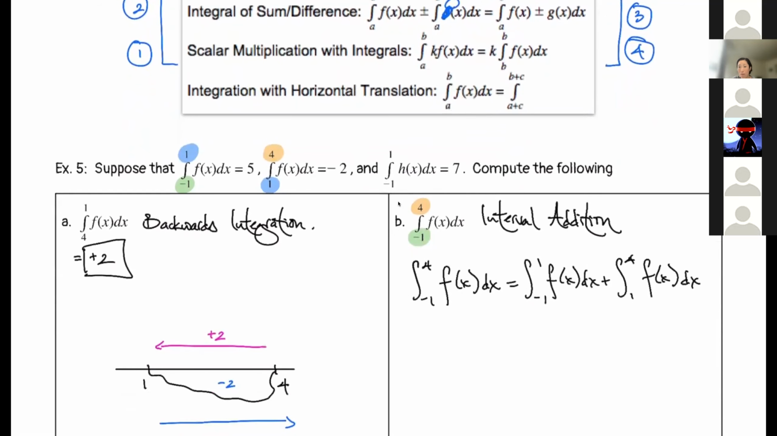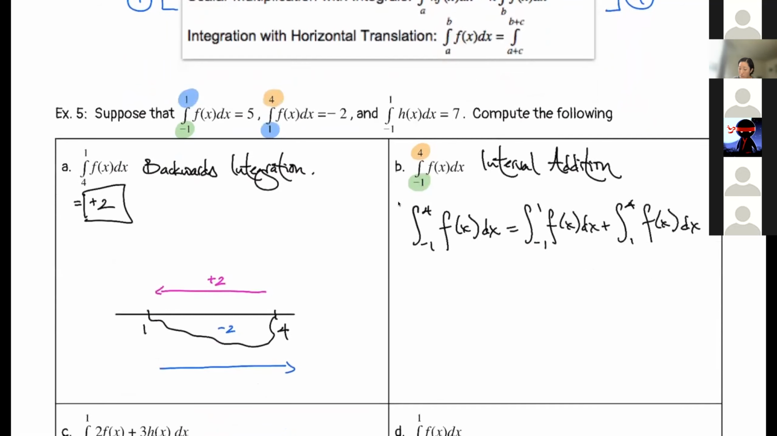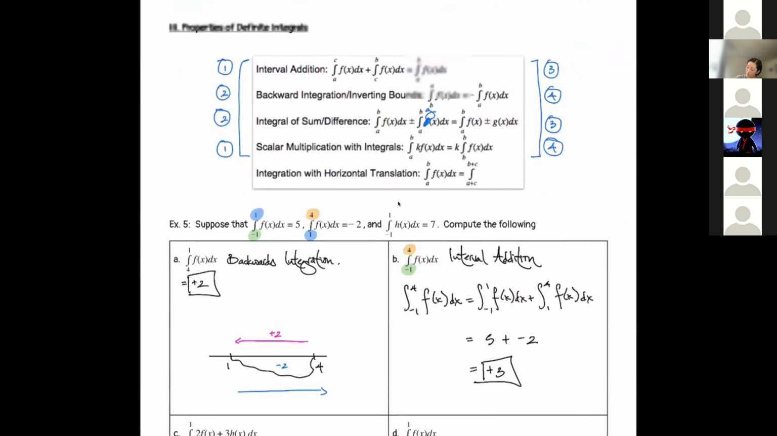Okay, so I'm just writing that property down, but in a backwards order, because now I can substitute values that I have. So instead of the integral from -1 to 1 of f of x dx, I will put a 5. And instead of the integral from 1 to 4, I will put -2. And so that means that the entire interval has an area of +3. Okay. Does that help clarify things a little bit in terms of how we use these properties? Okay.